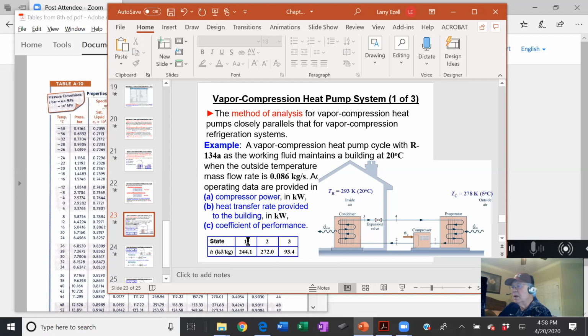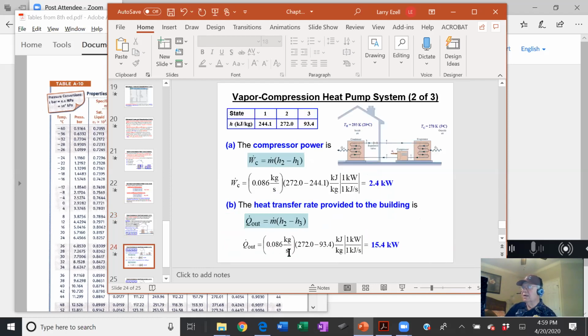But H1 is 244.1. H2 coming out of the compressor is 272.0, not a tremendous amount of difference. And H3 is equal to H4. That's the enthalpy coming out of the condenser, saturated liquid going through the expansion valve. This is a high pressure saturated liquid. It comes out as a lower pressure mixture, part liquid, part vapor. So he's got those values, and you can make these calculations then.